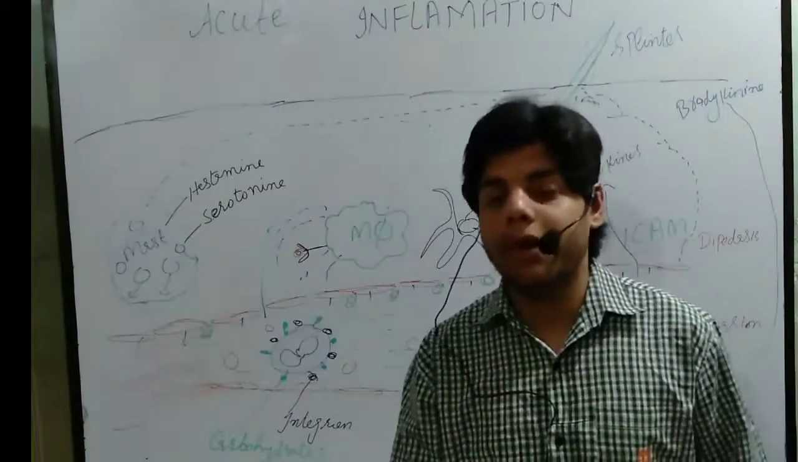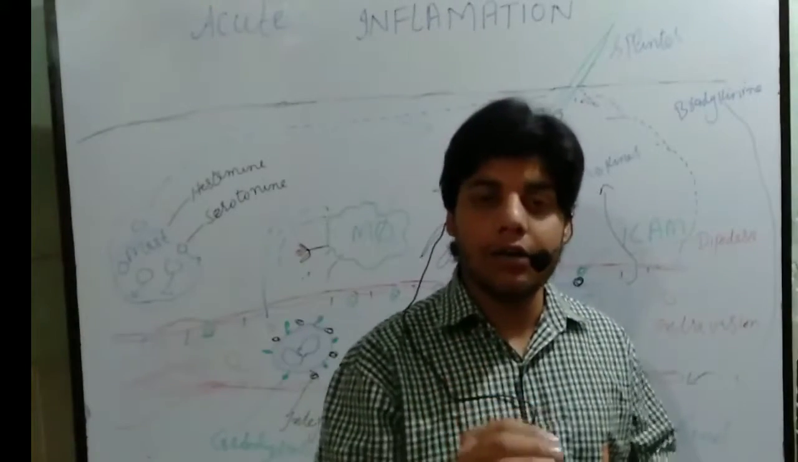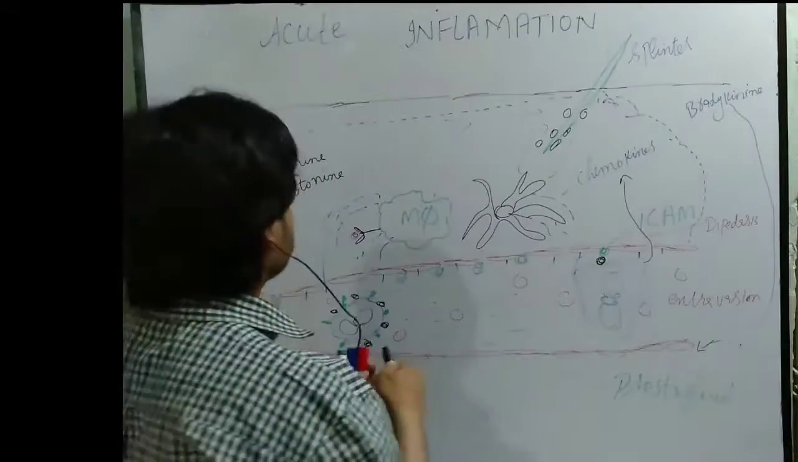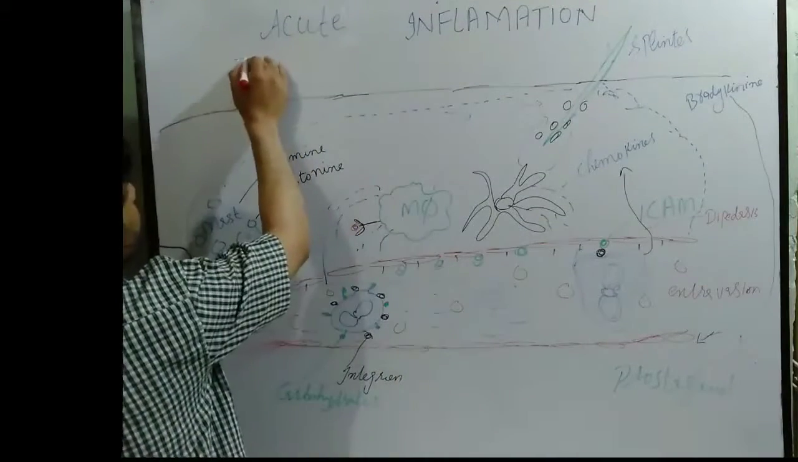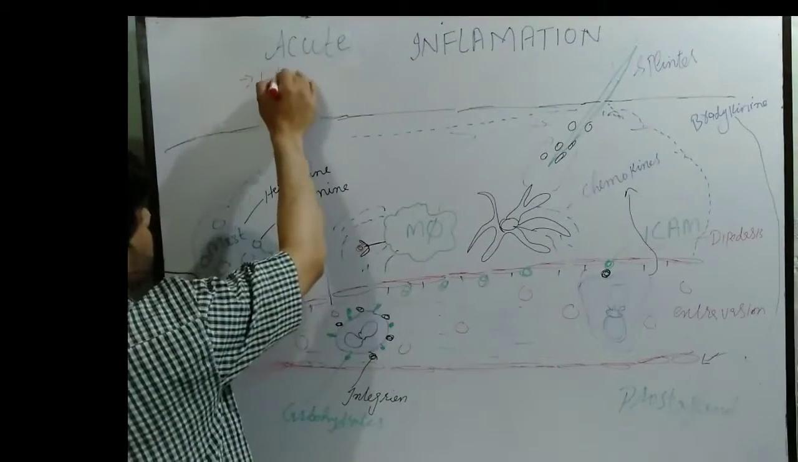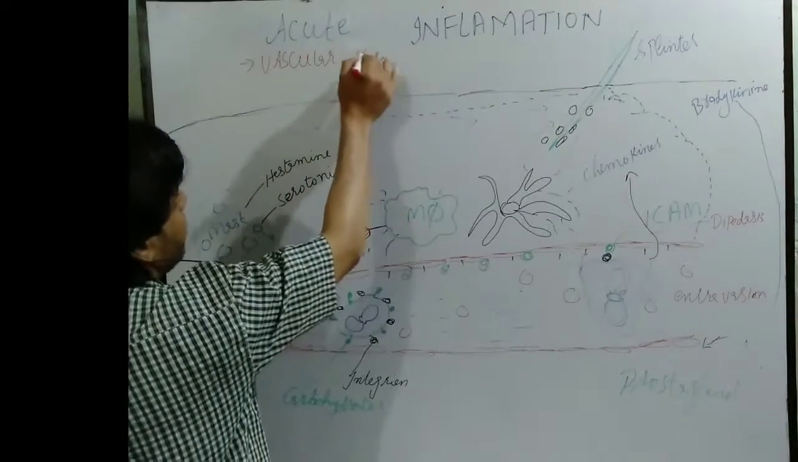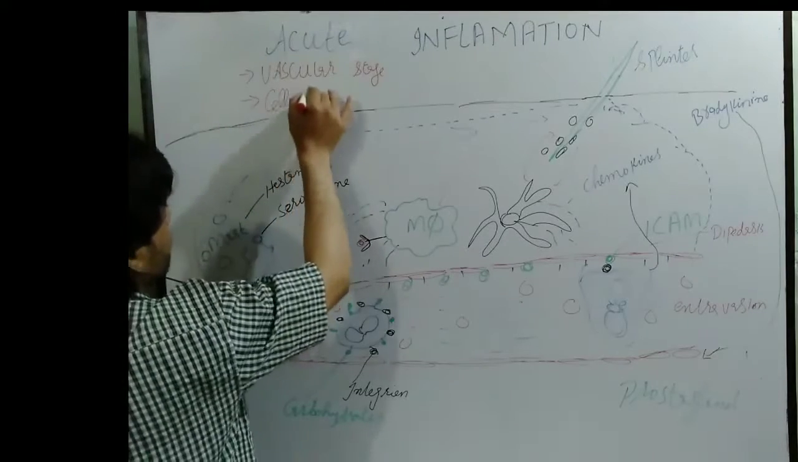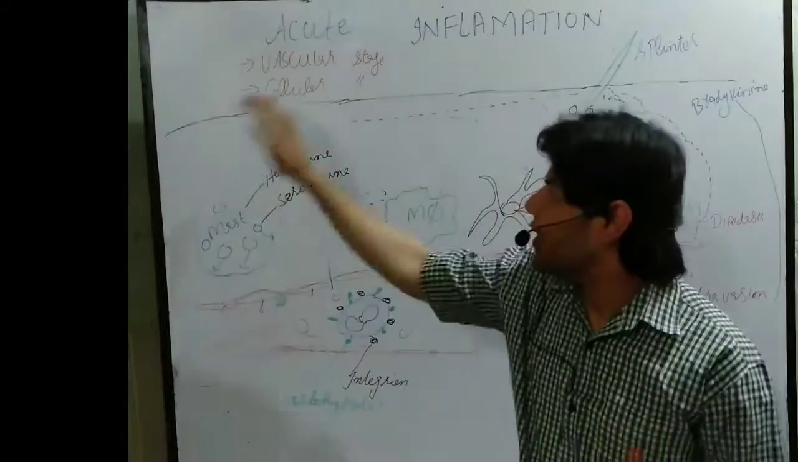Now what actually happens in acute inflammation? Acute inflammation usually contains two stages. How many stages does it contain? It contains two stages. So let me write the two stages here. Vascular stage and cellular stage. First of all, let's explain this vascular stage.